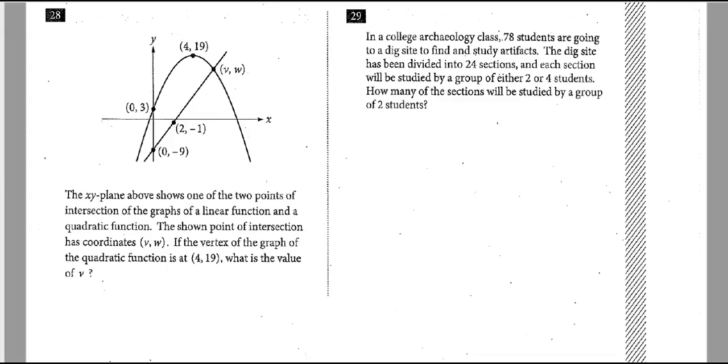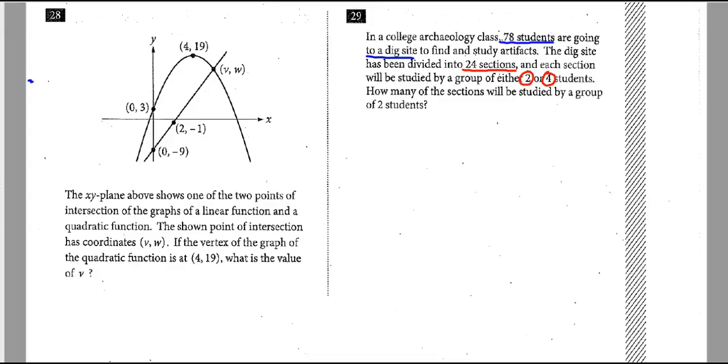Number 29, free response. In a college archaeology class, 78 students are going to dig a site. So 78 students are going to dig. The site has been divided into 24 sections. So they're breaking the kids up somehow. And each section is going to be studied by either 2 or 4 students. So either have groups of 2 or groups of 4. How many sections will be studied by the group of 2?